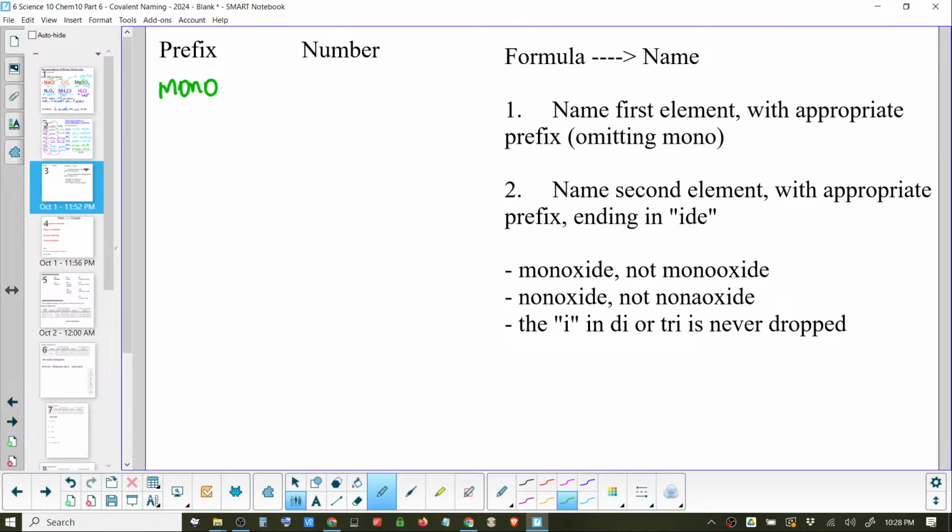Mono, meaning one. Next one is di, meaning two, because everybody rides their dicycle with two wheels. Three, tri, meaning three, because everybody rides their tricycle with the three wheels.